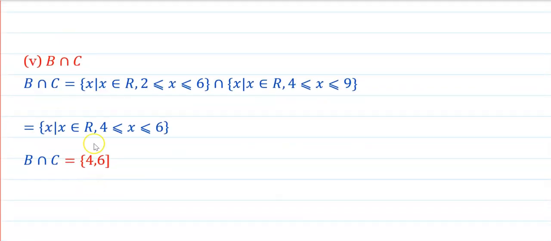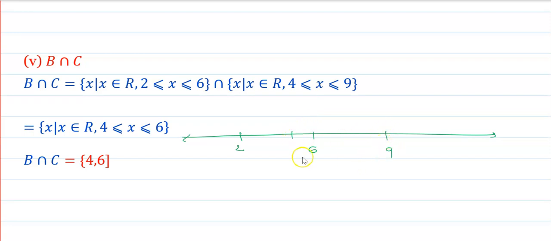Now the next is B intersection C. Again see this here, this is the number line. B is 2 to 6. Next is 4 to 9, this is the 4 to 9. Okay, what is the common? Common is only 4 to 6, and therefore B intersection C is 4 to 6.